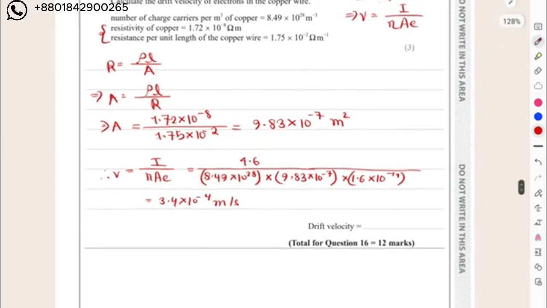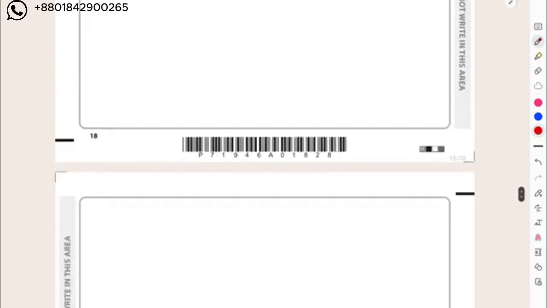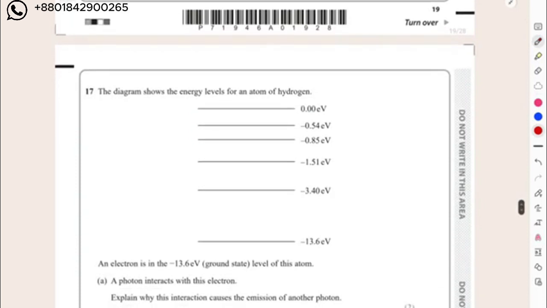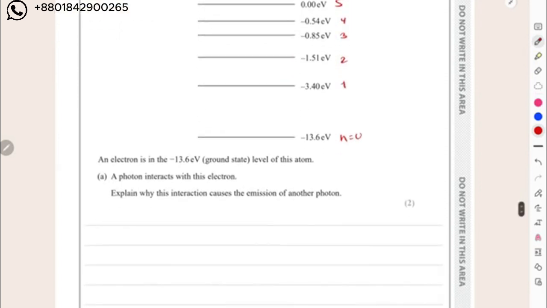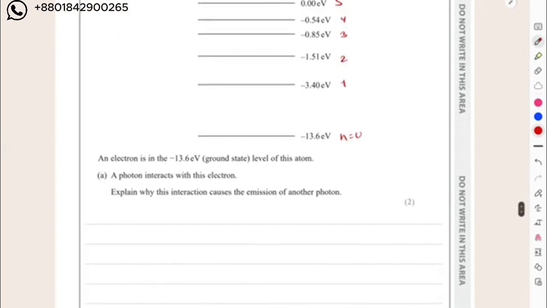So this was it for the end of your question 16. We'll move on to question 17. The diagram shows the energy levels for an atom of hydrogen. You have this as n equals 0, then 1, 2, 3, 4, 5. Energy levels up to shell 5, and an electron is in the 13.6 electronvolt ground state level of the atom. A photon interacts with this electron. Explain why this interaction causes another photon to be released.